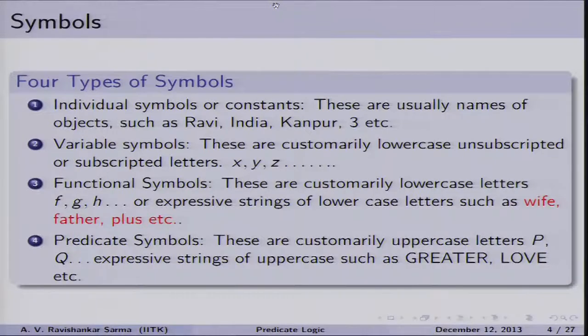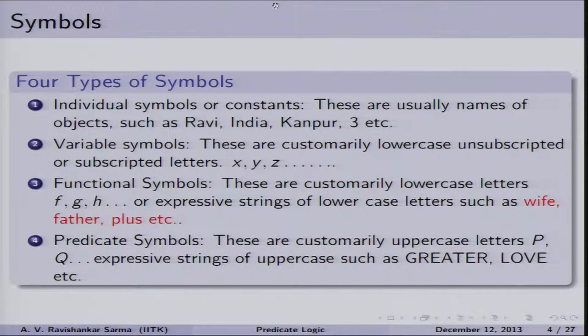So the minimal things which we need to note are these four kinds of symbols that we are using. Individual symbols are constants, which we have discussed just now. They are usually names of objects such as duster, chalk piece, etc., Ravi, India, Kanpur. All these things come under referring to specific entities in your domain. So they are called constants, individuals. Usually variables are replaced by these individual constants. Now there are other kinds of symbols in the domain, so they are variable symbols.